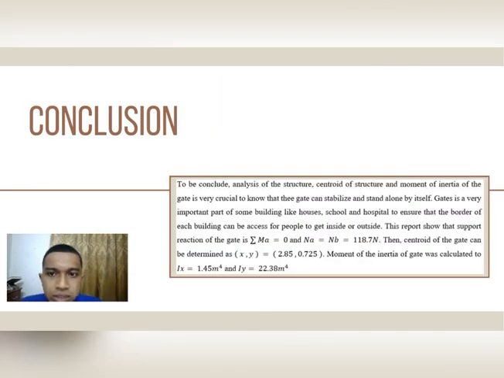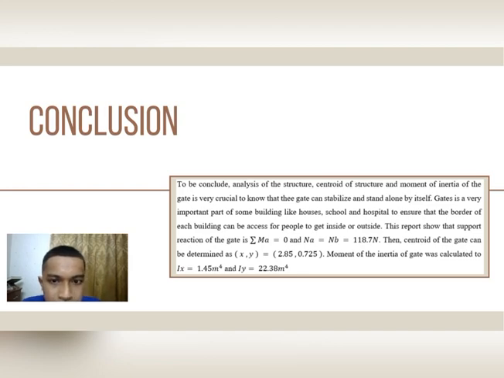And the last for my presentation is conclusion. To conclude, analysis of the structure, centroid of the structure, and moment of inertia of the gate is very crucial to know that the gate can stabilize and stand alone by itself. Gates are a very important part of some buildings like houses, schools, and hospitals to ensure that the border of each building can be accessed for people to get inside or outside.